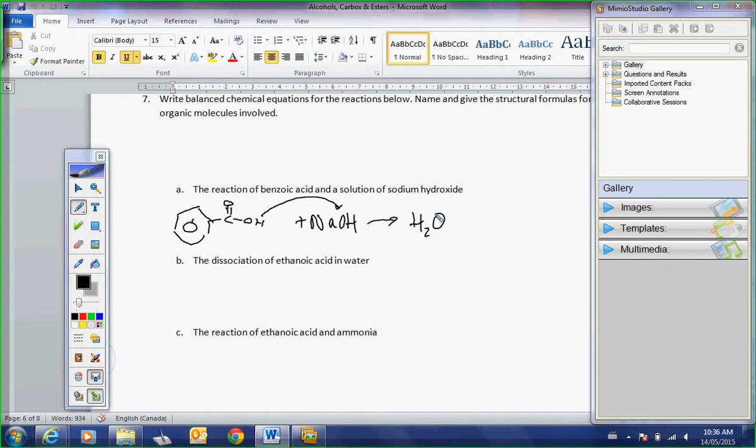Okay, so that forms the water, HOH, and then we end up with the benzene ring with the COO minus and an Na plus. So that would be called sodium benzoate.